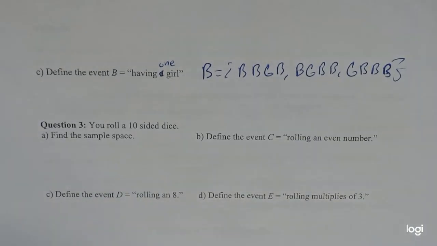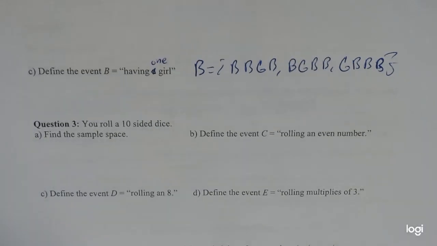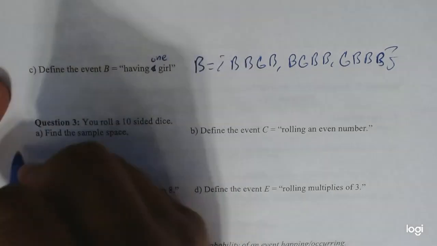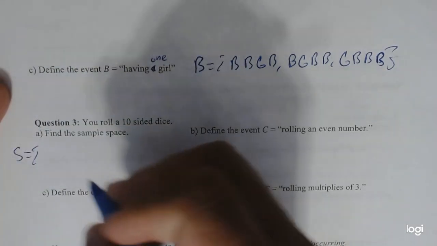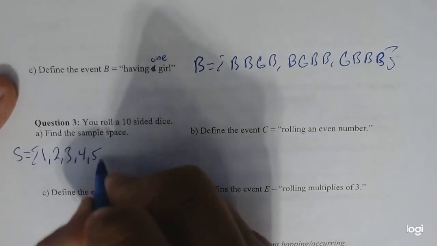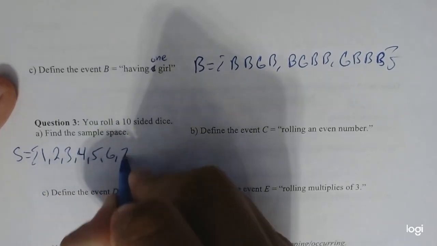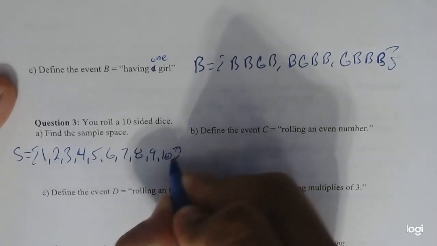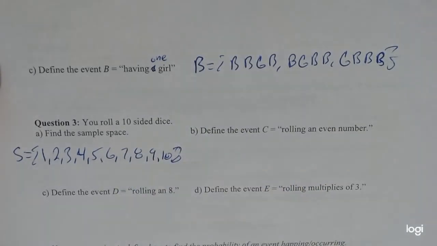So question 3 says, you roll a 10-sided dice, so it's a dice that's 10 sides, right? Find the sample space. Well, as the sample space, what are the outcomes that can happen? Well, I can roll a 1, 2, 3, 4, 5, 6, 7, 8, 9, and 10, right? Those are all the possible outcomes that can happen, right? Just define it, and just list them out.